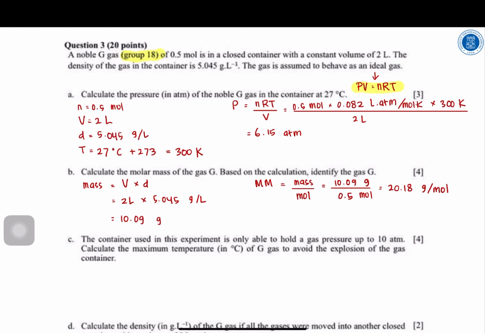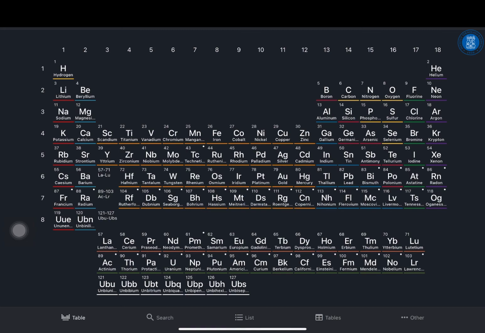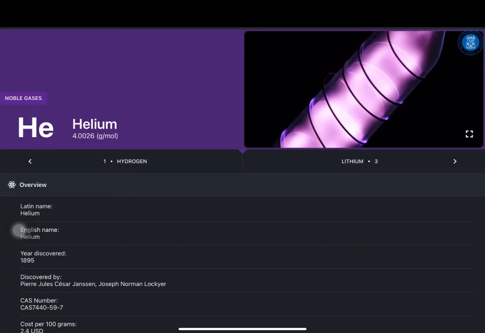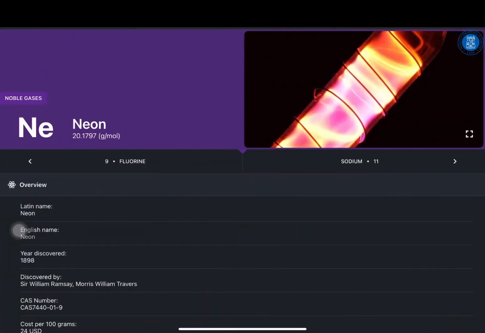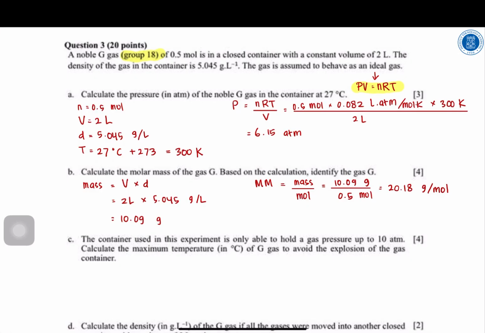So we are going to look at the periodic table and look at group 18 because we have that information here, and see which element has the molar mass of 20.18. Here we can check that helium has 4 gram per mole, and then the neon over here has around 20.1797, or around 20.18. So in that case, we can conclude that the gas in the question is neon. So the gas G is neon.